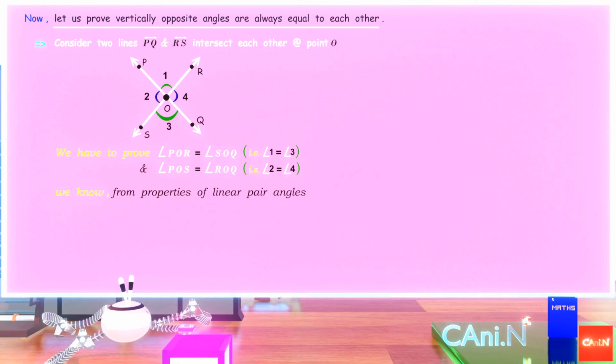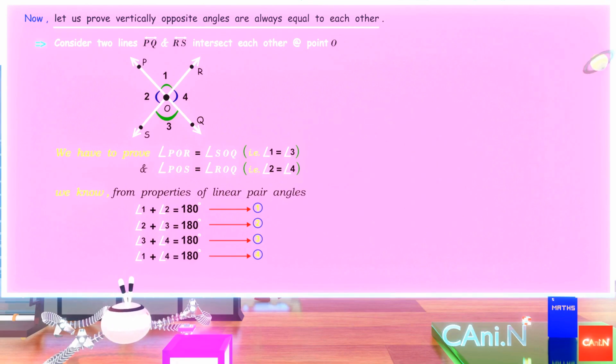We know, from properties of linear pair angles, angle 1 plus angle 2 equals 180 degrees. Angle 2 plus angle 3 equals 180 degrees. Angle 3 plus angle 4 equals 180 degrees. And angle 1 plus angle 4 equals 180 degrees.